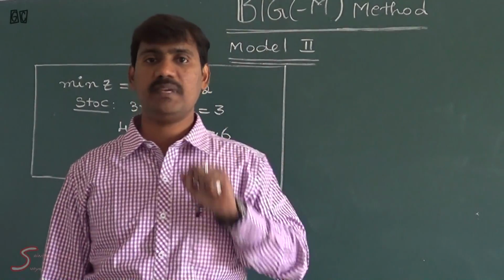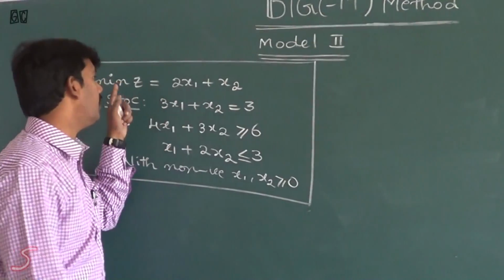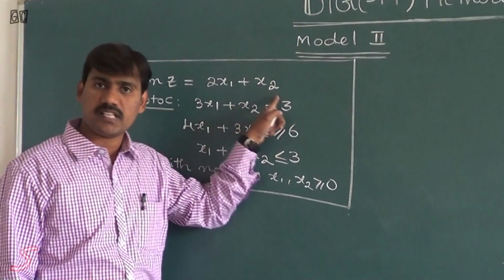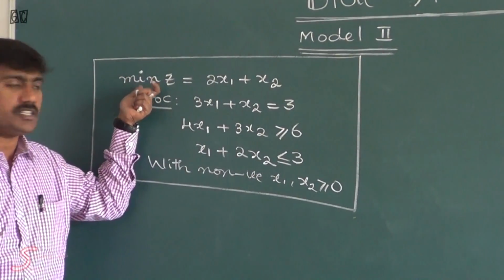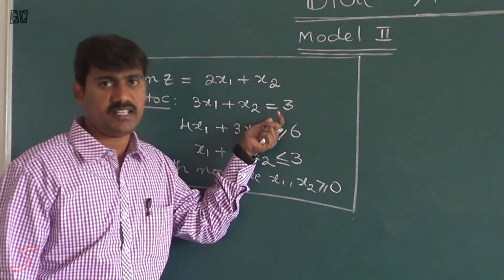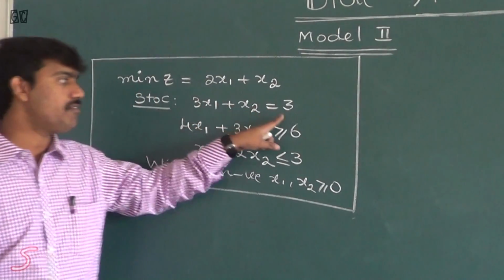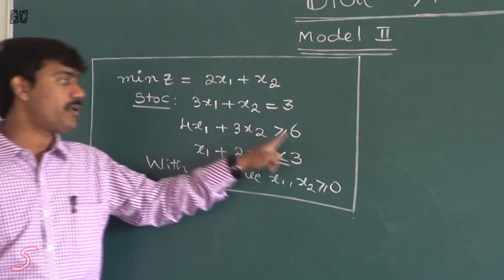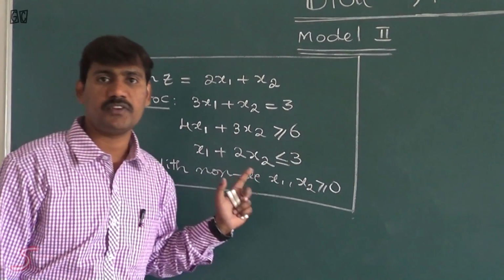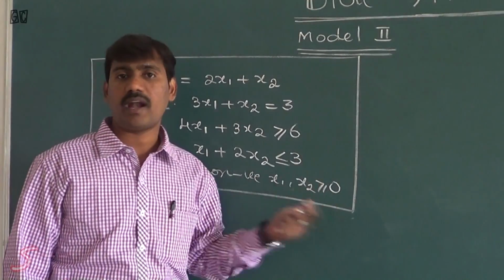This is the Big M method with a different LPP. Here we have an objective function in the form of minimization, that is 2x1 plus x2, and the subject to constraints, where the given data itself is an equality: 3x1 plus x2 equal to 3, 4x1 plus 3x2 greater than or equal to 6, x1 plus 2x2 less than or equal to 3, with non-negative restrictions x1, x2 greater than or equal to 0.